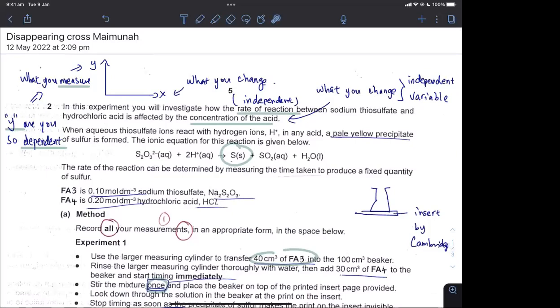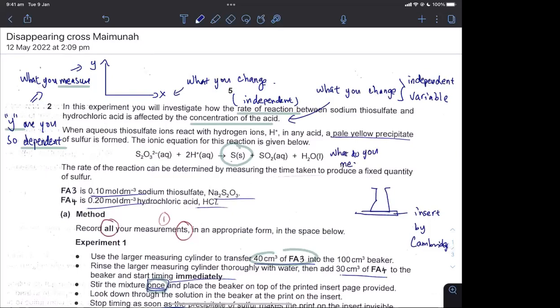Now look at the experiment. You wanted the rate of reaction. So rate of reaction is on your y-axis, but in reality, you are not measuring the rate of reaction, you are calculating rate of reaction. So when the question asks you, what are you measuring? It is not going to be rate of reaction. So what do you measure then in this experiment?